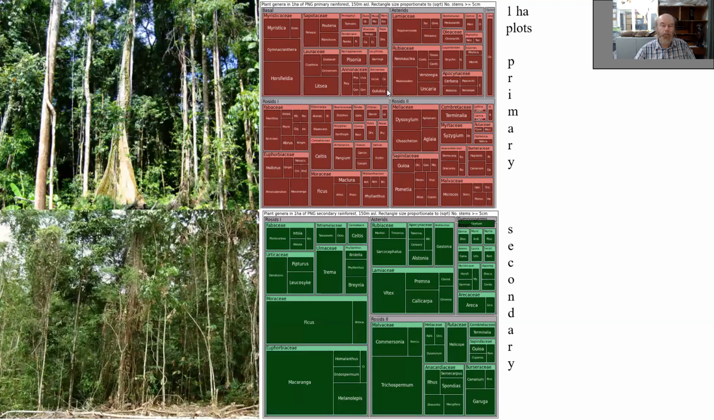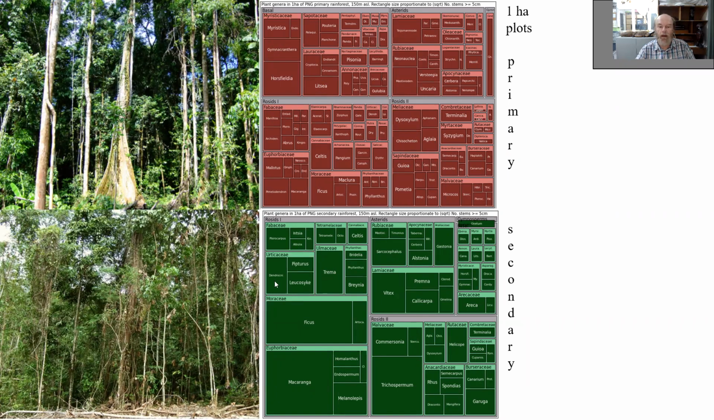Okay, now when we are talking about primary forest and successional stages, this is just an example of how it looks. This is again from lowland rainforest in Vanang in Papua New Guinea. Top is primary forest, 1 hectare. This is the species composition based on plant genera and grouped into families and higher taxa, with the size of the block corresponding to the abundance of the tree.